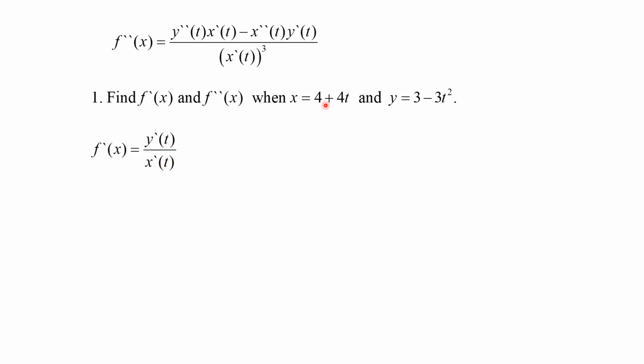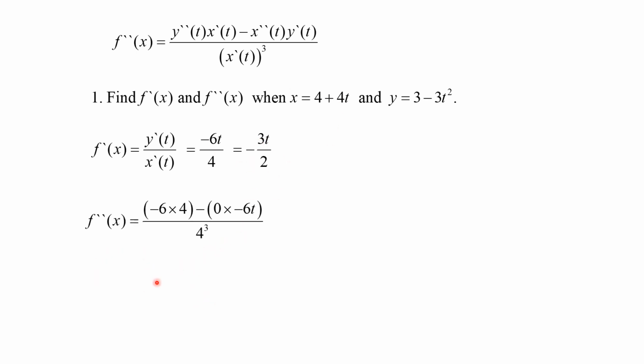So you identify x prime and y prime first. You have y prime will be negative 60 and x prime is actually 4. So that's the easier way, you see, to derive your first derivative of a parametric equation. And you can simplify it if you want to.